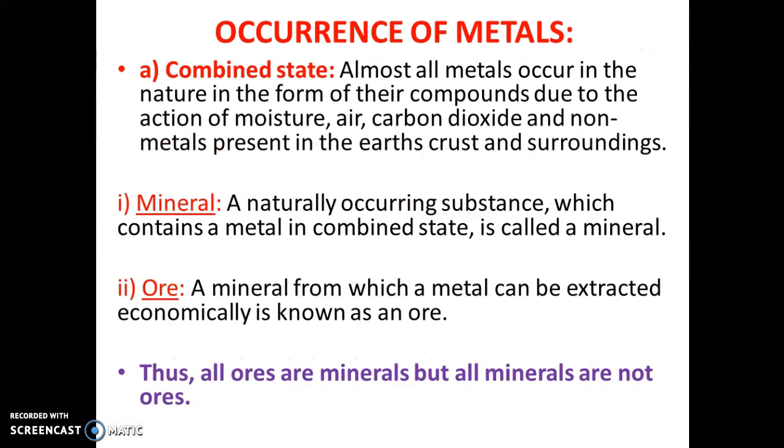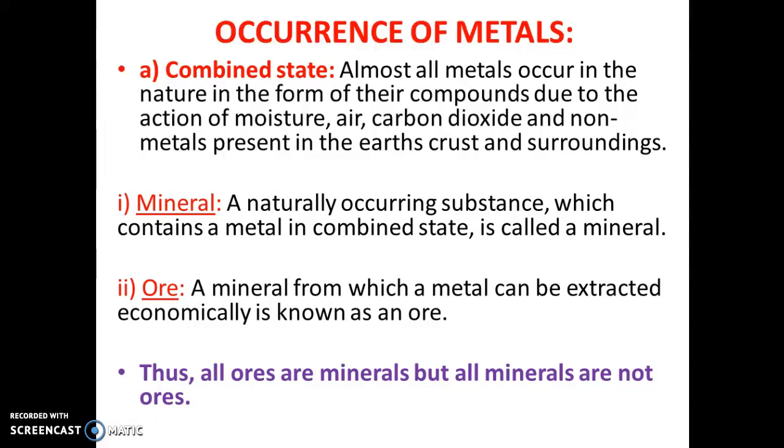Next, the occurrence of metals. Metals are found in the earth's crust in two states. One is the combined state, another is the native state. Almost all the metals are found in the earth's crust in the combined state, due to the action of moisture, air, carbon dioxide, and non-metals present in the earth's crust and surroundings.